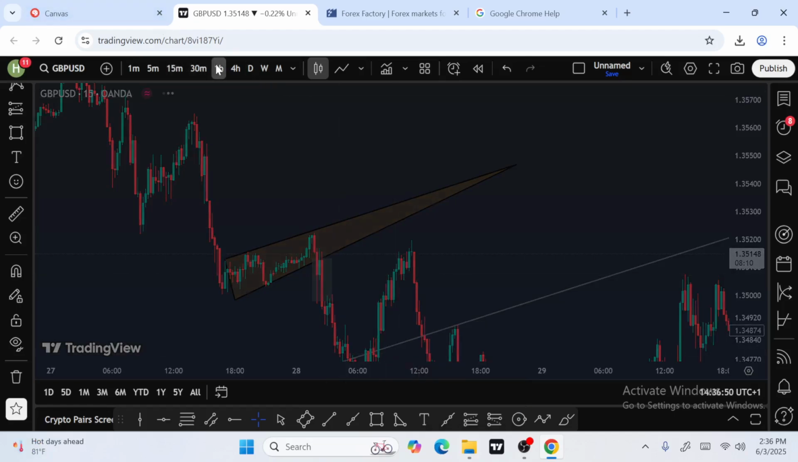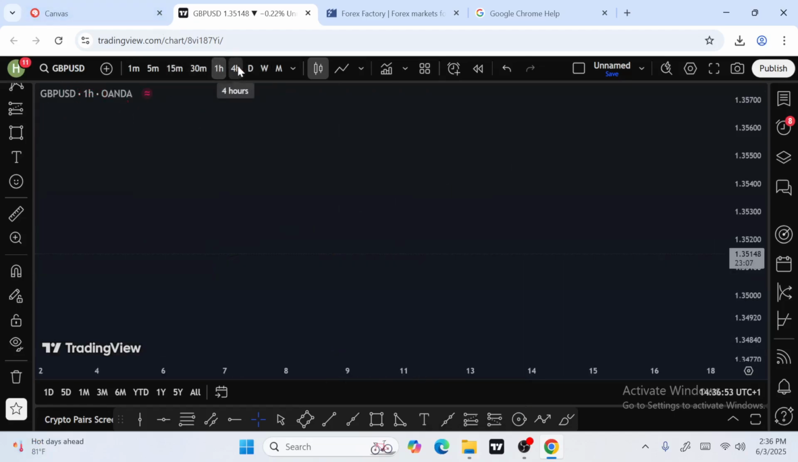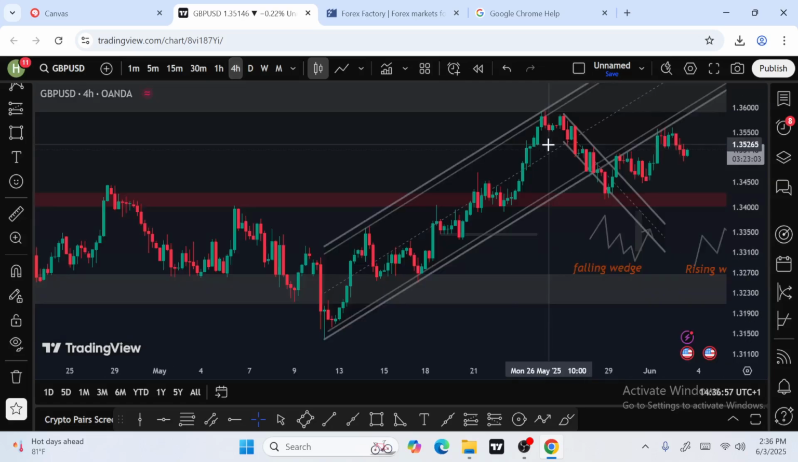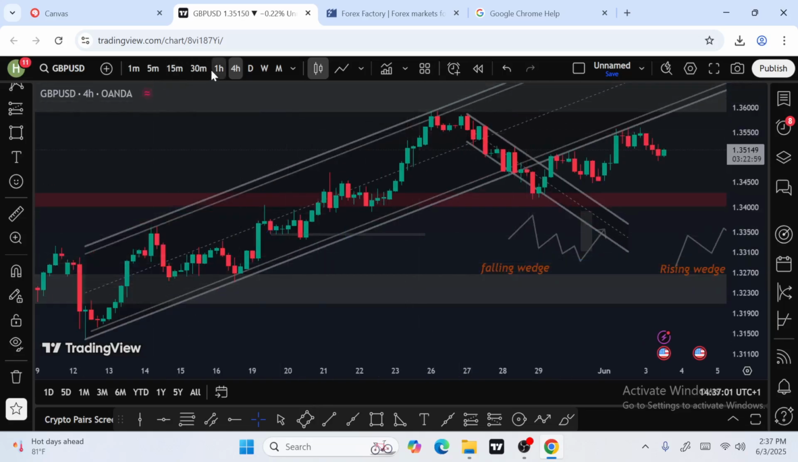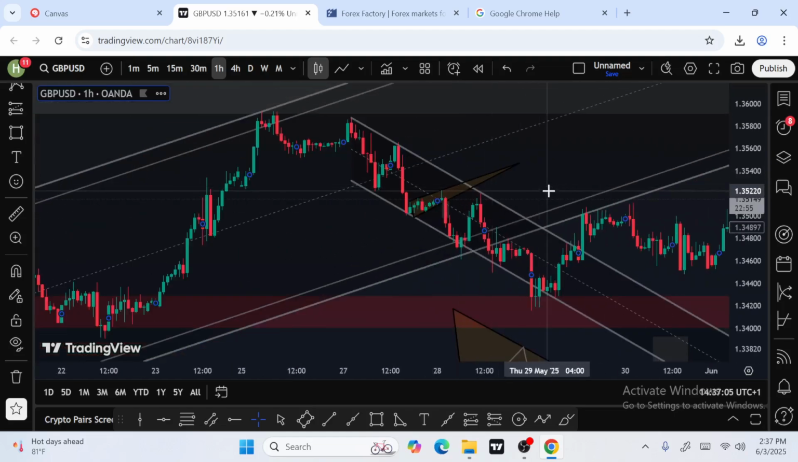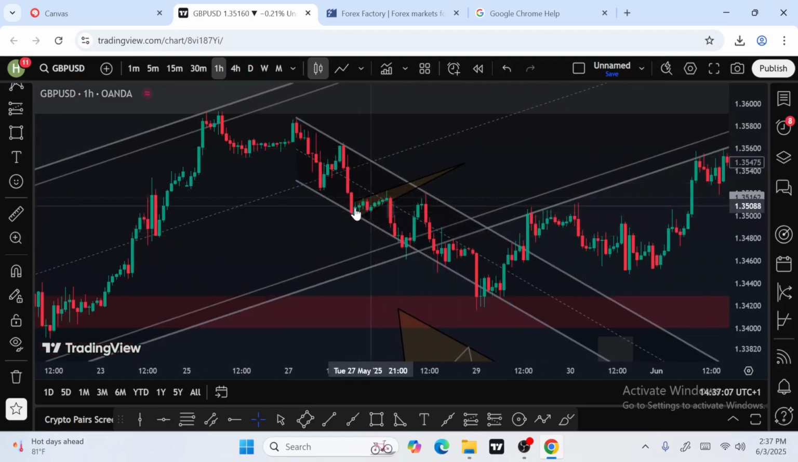Now let me come back to the 1 hour time frame. Okay, our analysis is on the 4 hours, or hour. Exactly. Are you seeing this, guys? Rising wedge. Now, do you see the market move from down, boom, created a rising wedge, and it continues.